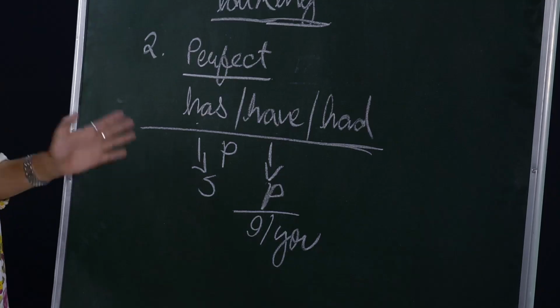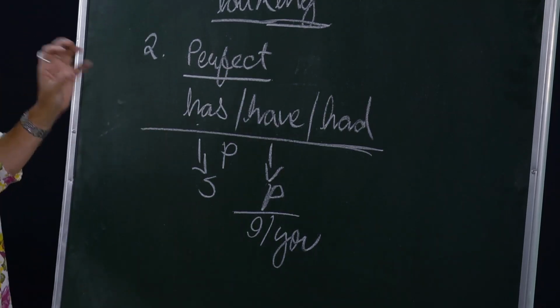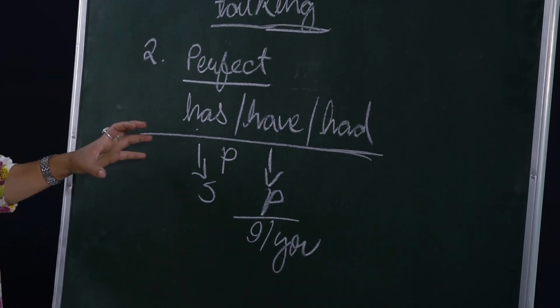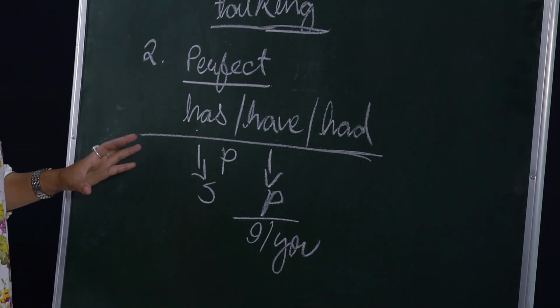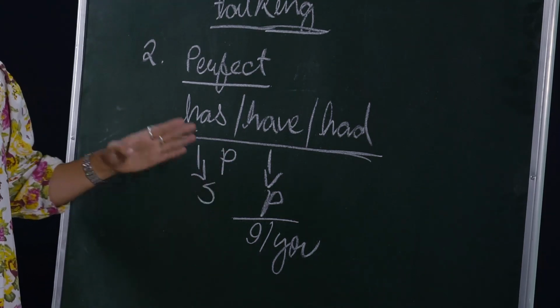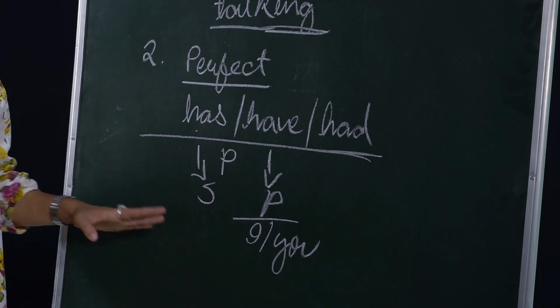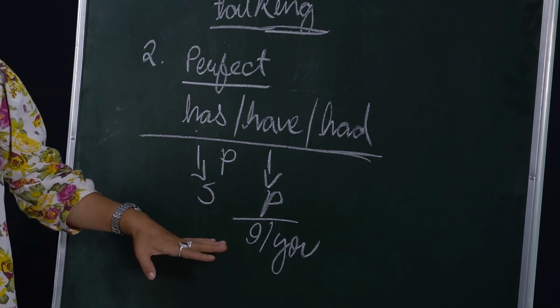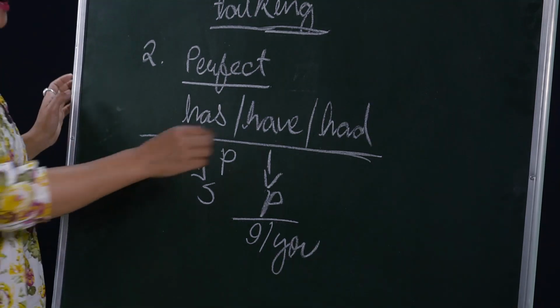I'll repeat that. Has and have, when you use them, represent perfect tense in the present form. So has is for singular, have is for plural. The exception here is with the personal pronouns I and you. Keep that noted, and we'll move on to had here.